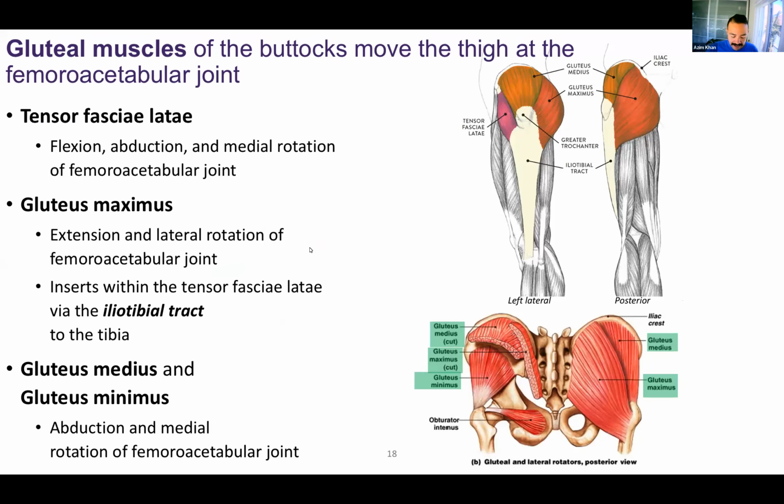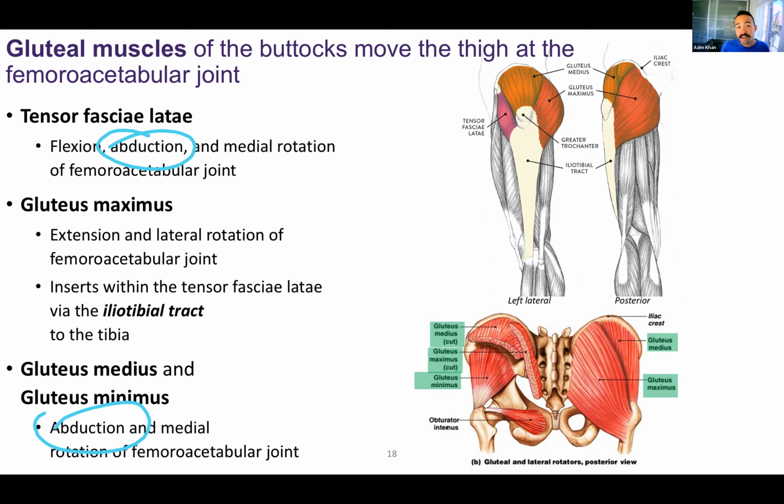So we just saw how these muscles are for moving the hip: flexion for the tensor fasciae latae, extension for the gluteus maximus. So those are antagonists. Medial rotation for the tensor fasciae latae and the gluteus medius and minimus, and then lateral rotation for gluteus maximus. So those are antagonists. We see abduction here for the tensor fasciae latae, gluteus medius, and minimus, because these are fairly lateral on the gluteal region, on the gluteal femoral region.